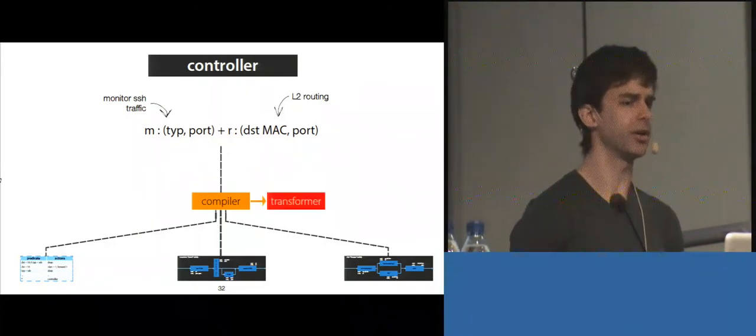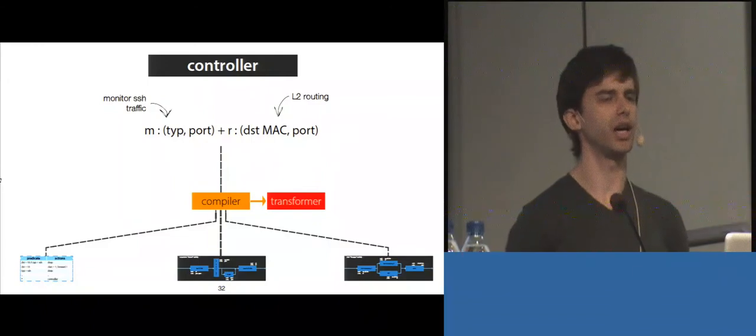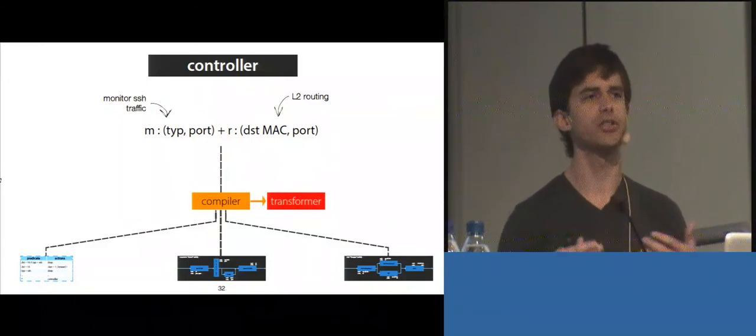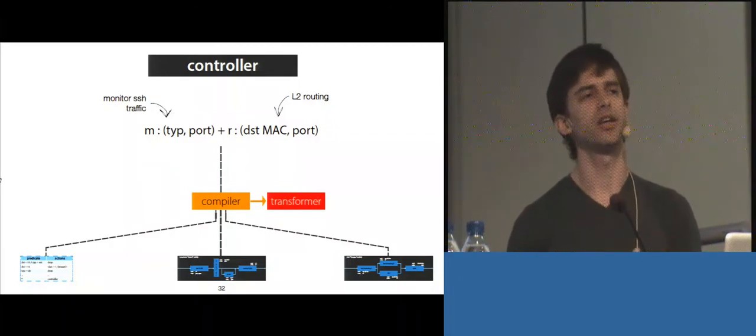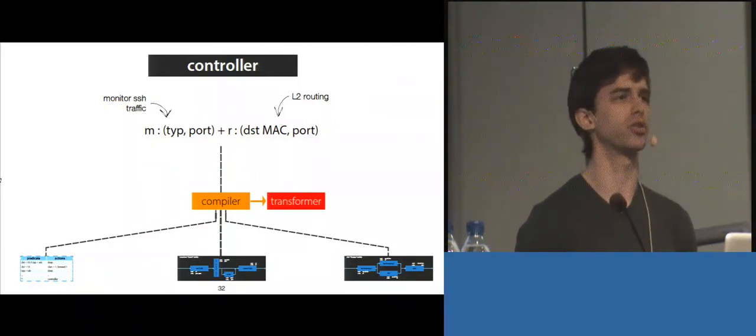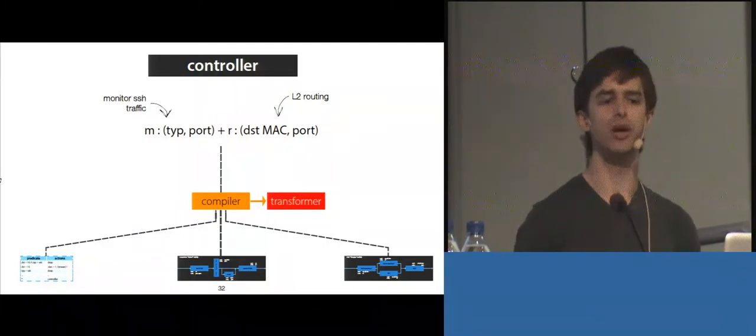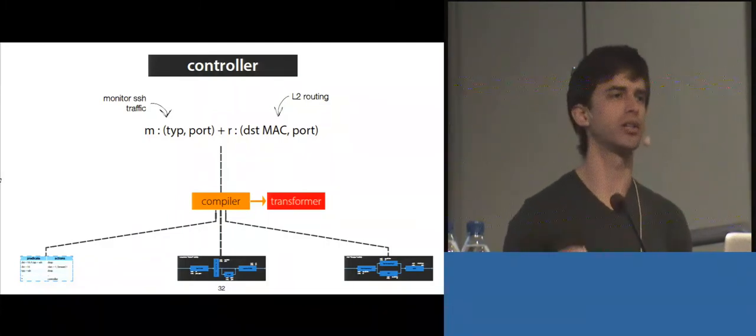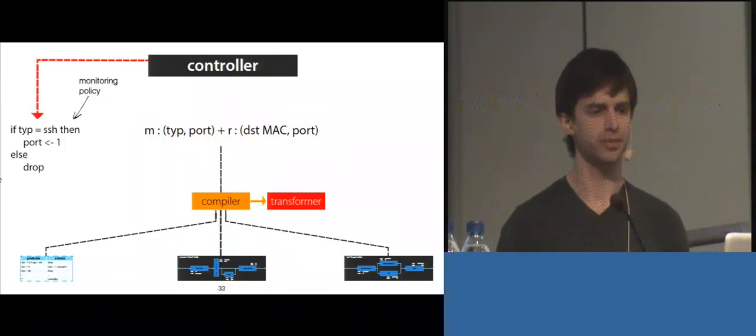So this gets passed off to a compiler, which fits it to table pipelines in hardware, and also produces a transformer, so that as the controller in the second phase installs rules that actually govern which packets get shunted in which direction, and how routing works, those get mapped as well to the appropriate physical tables.